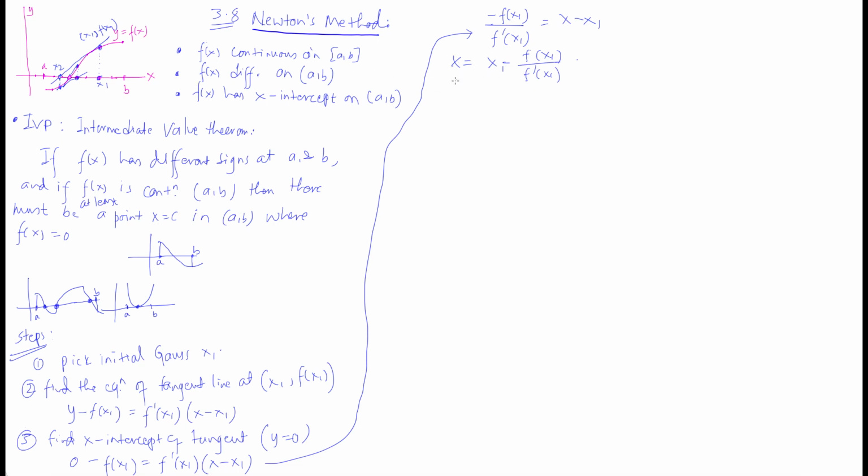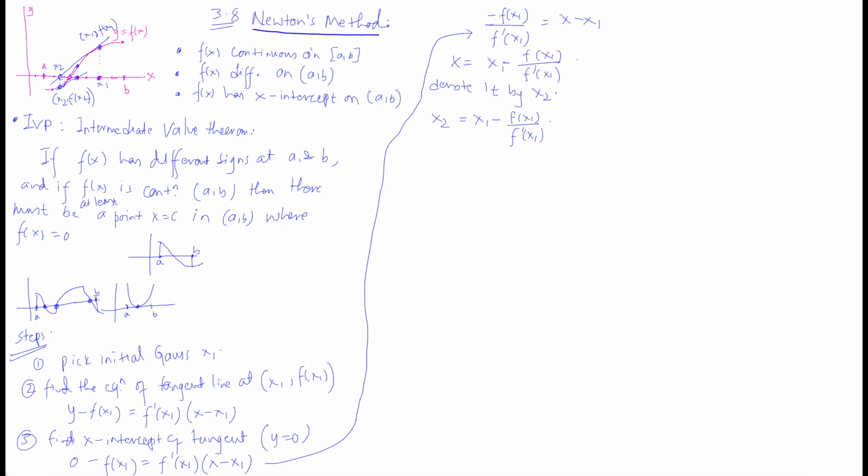So denote this by x2, right? Now we have x2 equals x1 minus f(x1) over f prime of x1. This is what you get. So next, on x2, go to the curve. What is the coordinate of this point? It will be basically x2 comma f(x2), right? So this is that point.